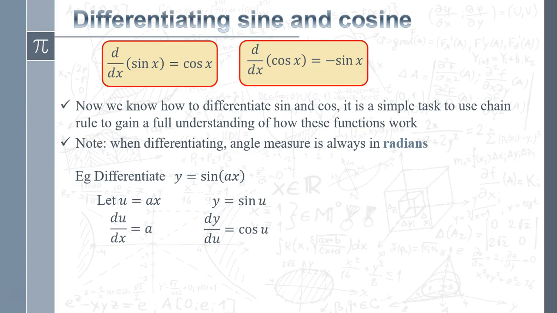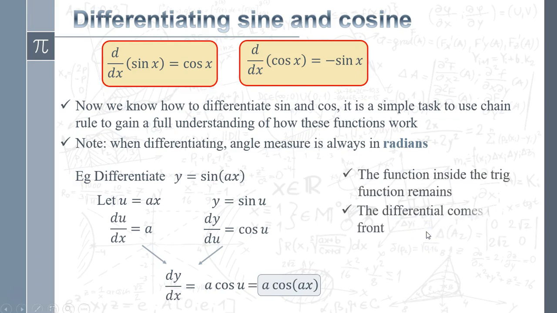Differentiate sine, you get cos, bring the two things together using chain rule, and we get dy/dx equals a cos u, and now finally just replace the u, so we've got a cos ax. Now, notice what we've got here: the function staying the same, the differential coming to the front, and the trig function itself is differentiated. So again, it's that standard chain rule structure that we saw with the logarithms, with the exponentials and everything else. We've got these standard results.